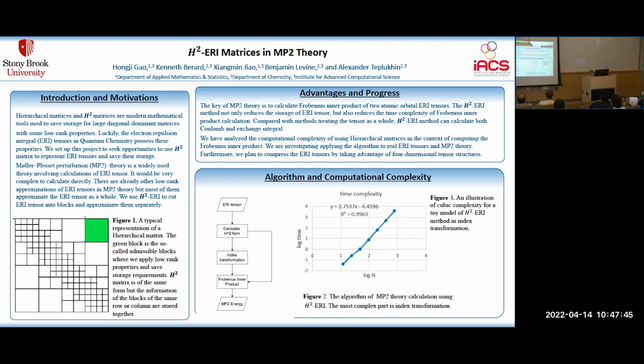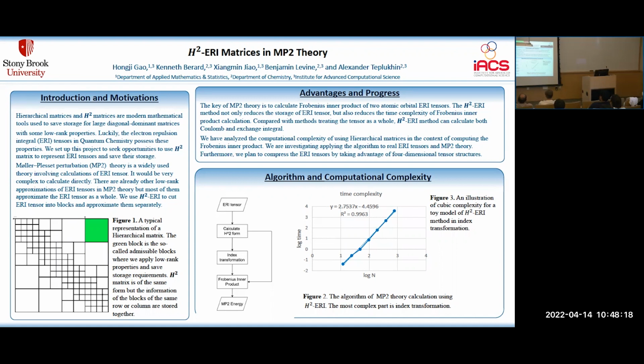Firstly, given an ERI tensor, we do the A-square form calculation. We transform the tensor into this form, and then we do index transformation. This process is the most important part in MP2 theory, where the basis functions of different atoms can be mixed together. After the index transformation, we get new A-square matrices, and we take the Frobenius inner product between the old and the new matrices, and we can calculate the MP2 energy.